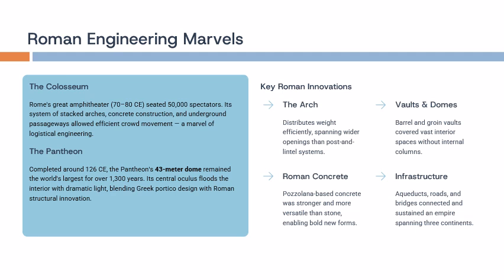Arches distribute weight efficiently, spanning wider openings than post and lintel systems. Walls and barrel domes covered vast interior spaces without internal columns. Roman concrete, pozzolana-based, was stronger and more versatile than stone, enabling bold new forms. Infrastructure, such as roads and bridges, connected and sustained an empire spanning three continents.